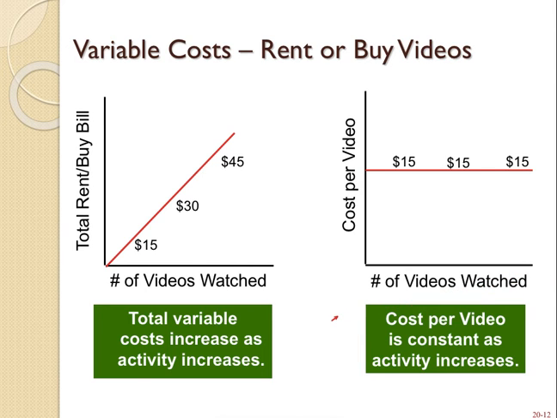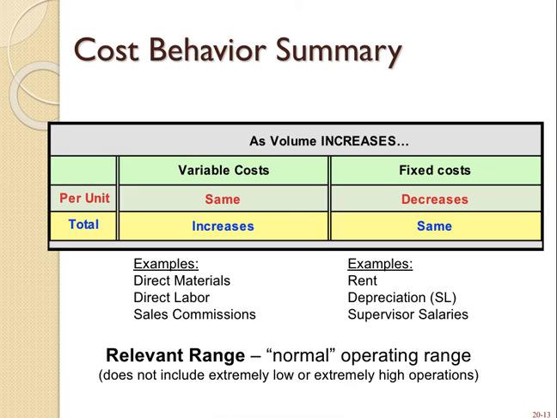Okay? So as a summary of behavior, as volume increases, meaning as we watch more videos or produce more product, your variable costs per unit will stay the same, but in total will increase. Your bill gets higher the more videos you buy. Fixed costs, on the other hand, with a monthly membership fee, it stays the same no matter how many videos you watch, but then each video cost decreases because you're spreading that cost out over more videos.